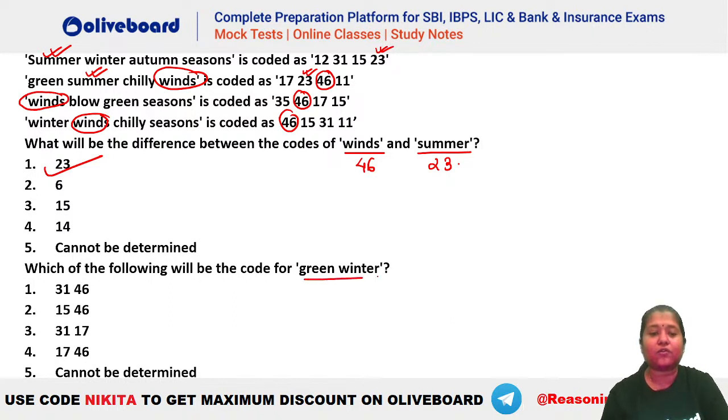Now what will be the code for green winter? Green winter का code निकालना है. Green किधर है? You can see green is not there in first. It's there in the second one, right? Second वाले में है, third वाले में है, right? You can see it's there in second and third. Okay. Now if you compare 2 and 3, what is common between 2 and 3? एक तो winds common था, ठीक है, उसके अलावा सिर्फ green ही common है, right? You can see summer and chilly is not there in the third one. So that means apart from your 23, right, apart from your 46, there is only one other thing which is common between 2 and 3.